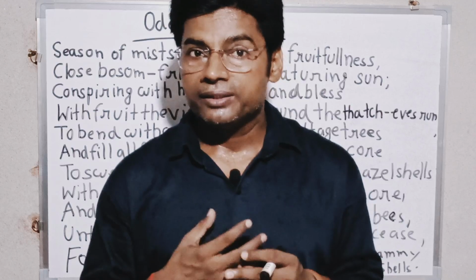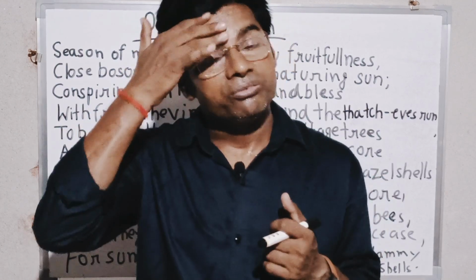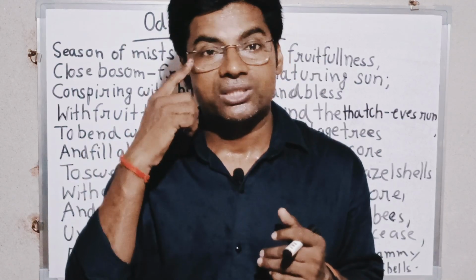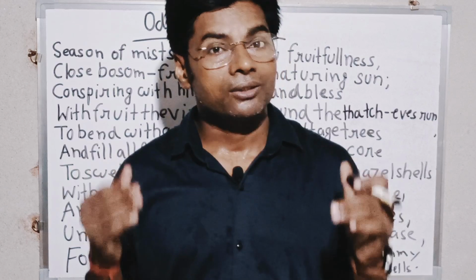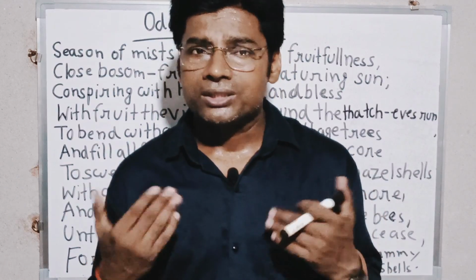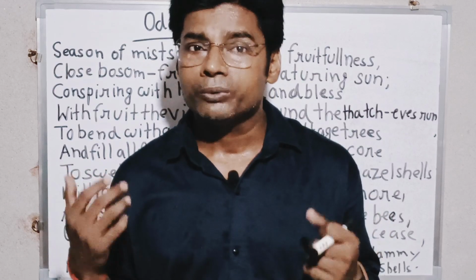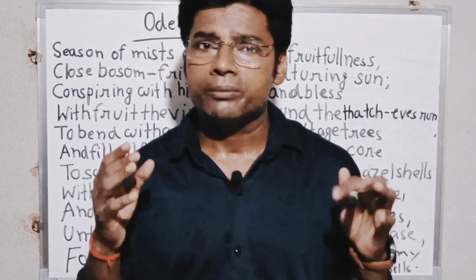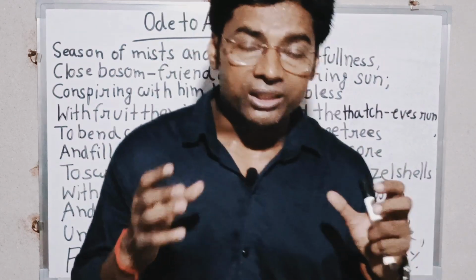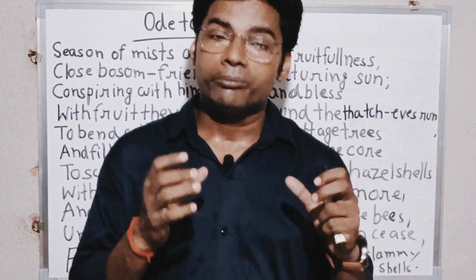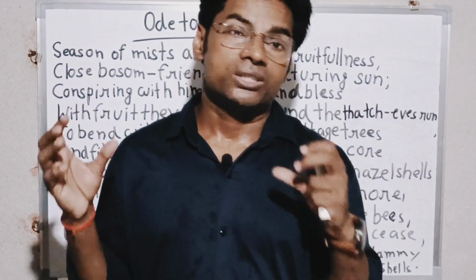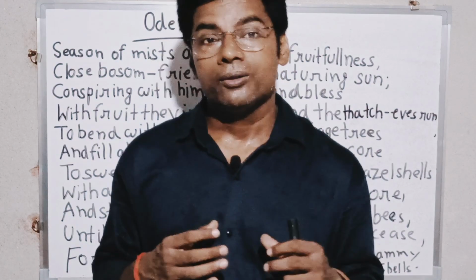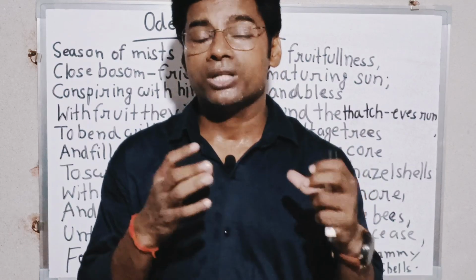So, my dear learners, now let's look at the first stanza of this poem, Ode to Autumn, consisting of 11 lines, and let's look at how the speaker of this poem imagines in a very rich and beautiful manner, personifying this season, the season of fruit and flowers.